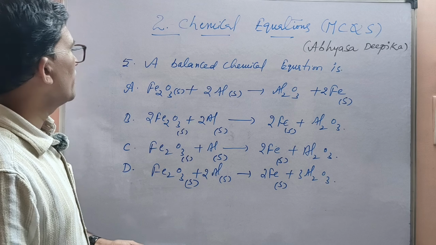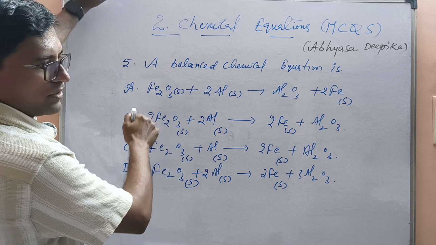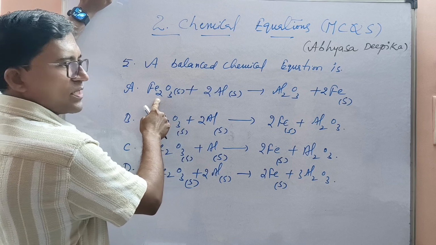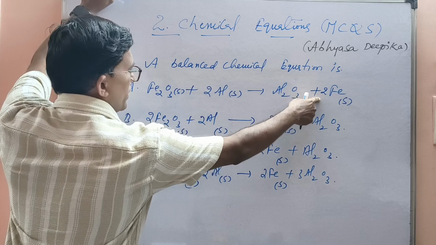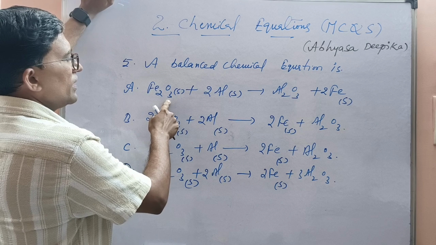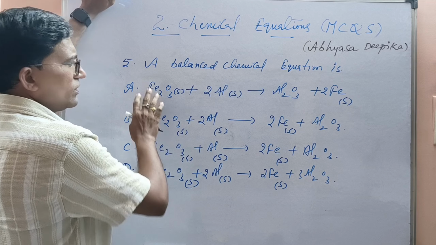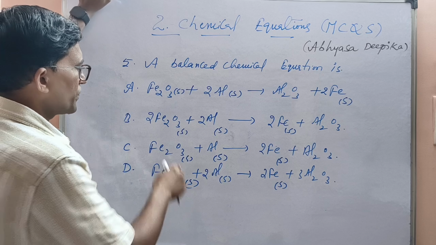Now, you see, first we will check whether the first equation is right or wrong. Fe2O3 plus 2Al gives rise to Al2O3 plus 2Fe. How many ferrums are there? 2 are there. Here you got 2 ferrums, it's okay. How many oxygens are there? 3 here, you got 3. And how many aluminiums are there? 2, you got 2. Okay, this is okay. We will check the remaining also.